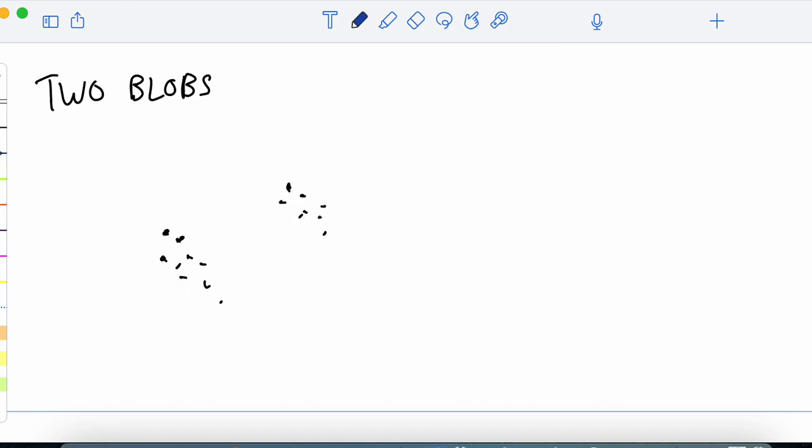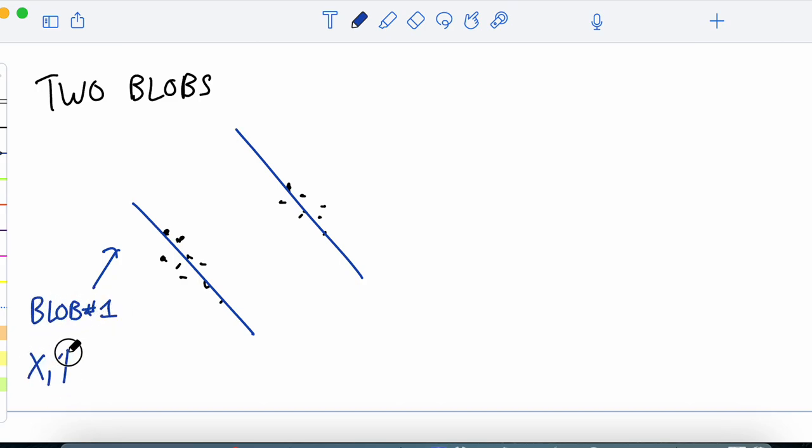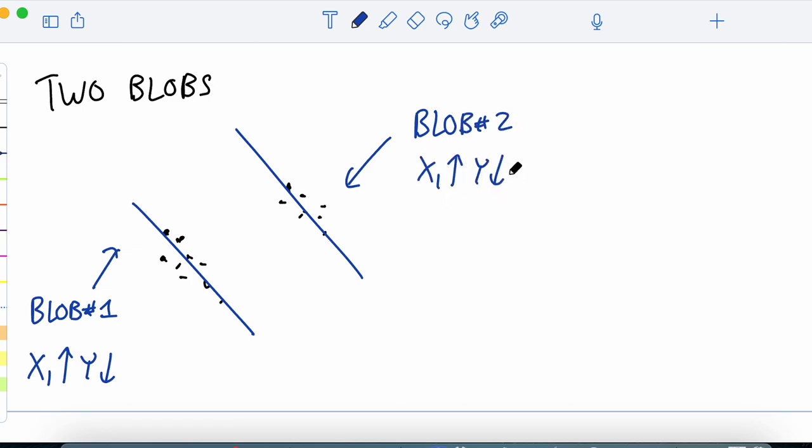I think this is the reason everybody chose decreasing: if you draw a line in either blob, if you're a type 1 blob, then you increase the x1, and the y values go down. So in blob number one, x1 goes up and y goes down. What happens if you're a blob number two? In blob number two, the x1 increases and the y goes down. And this is why many people picked decreasing.